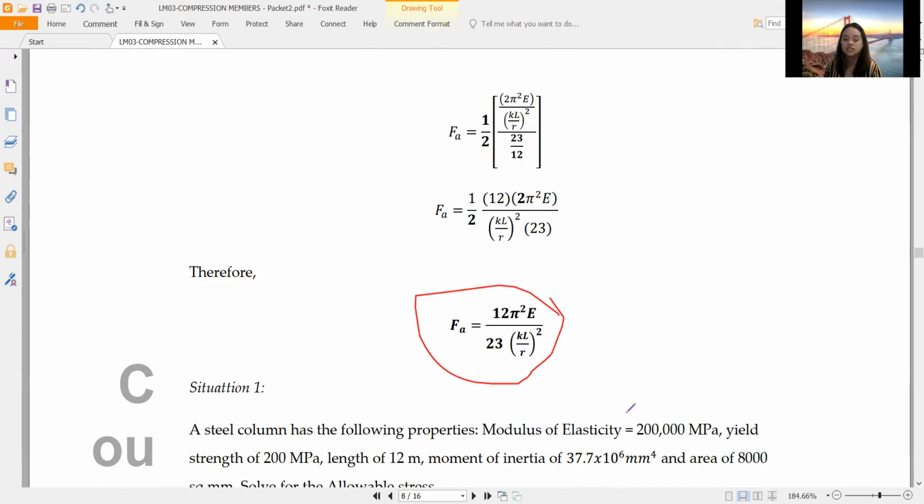But I'll just include and indicate the derivation so that you can have options. If you forget the formula, at least you can derive the formula used. Okay. So refer to the next video for the sample problems.